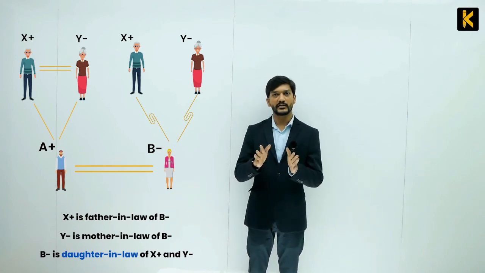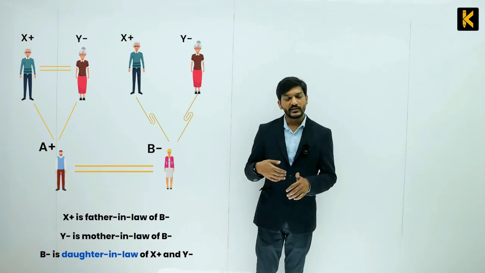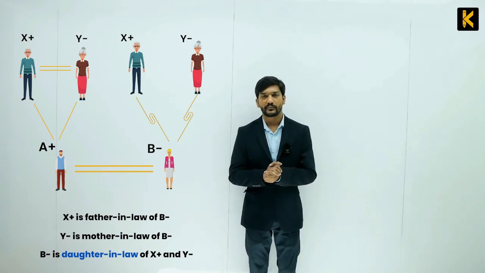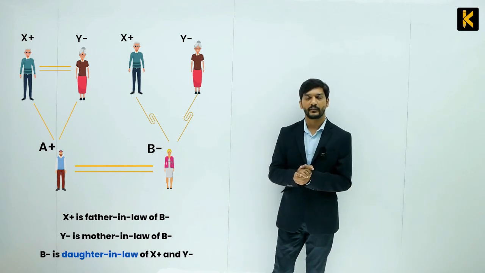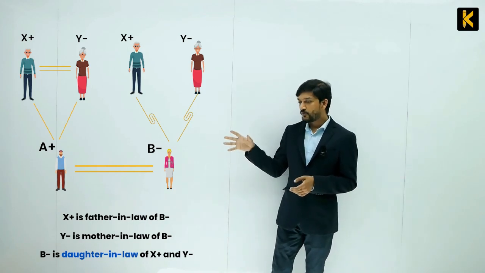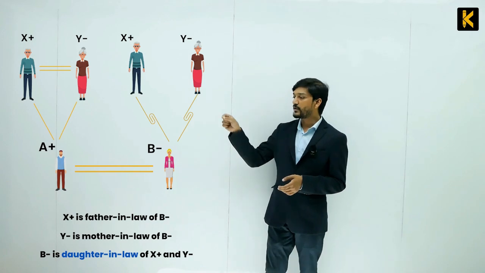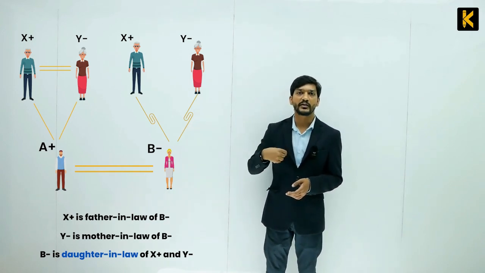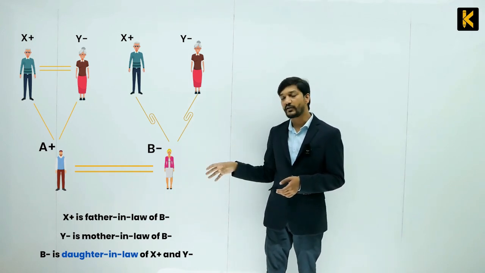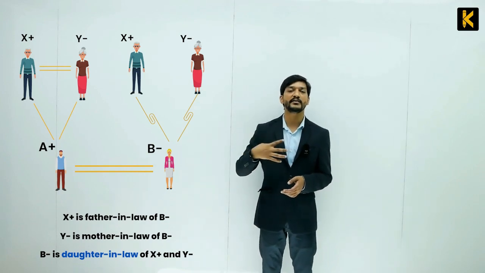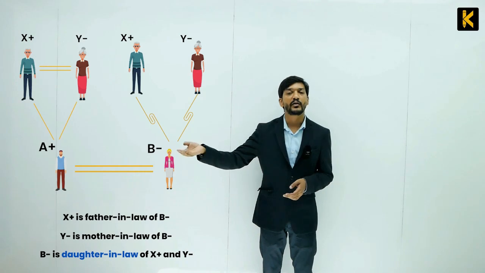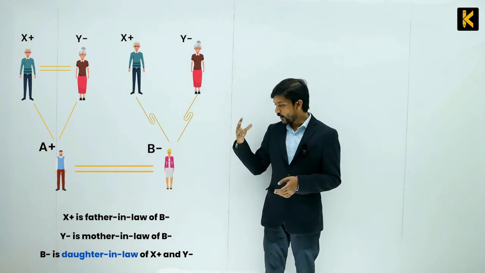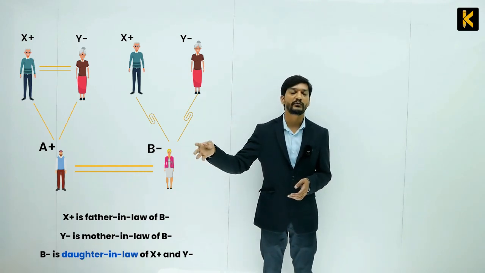Meaning, for example, you see, once I become married, I will be husband. So my wife's family will become my family. Okay, so for my wife, whoever is the brother, that will be my brother-in-law. For my wife, whoever is the sister, that will be my sister-in-law. For my wife, whoever is the mother, that will be my mother-in-law. For my wife, whoever is the father, that will be my father-in-law.